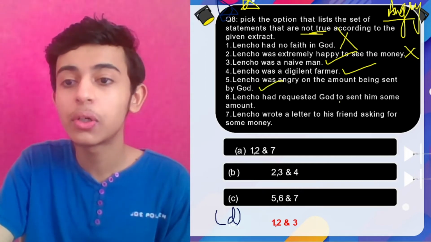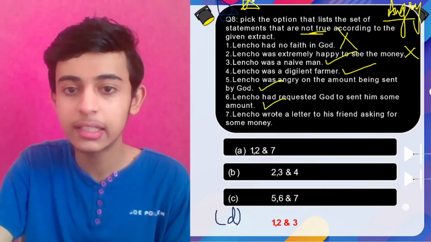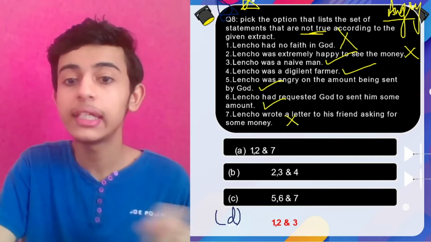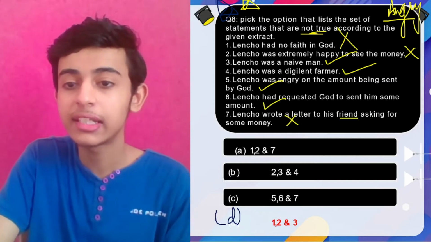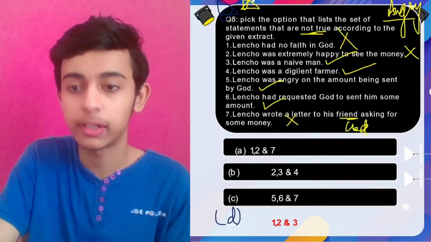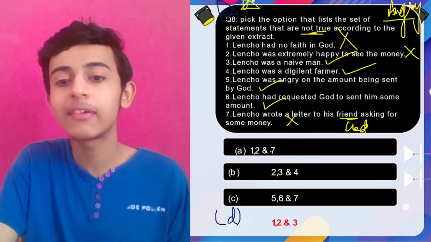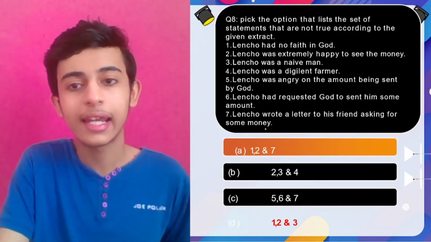Lencho had requested God to send him some amount. Yes, he requested. Lencho wrote a letter to his friend asking for some money. No, he asked God. Friend should be replaced with God. He asked God for the money. So which are wrong? 1, 2, 3. 1, 2 and 7 are wrong. So A becomes our correct answer.